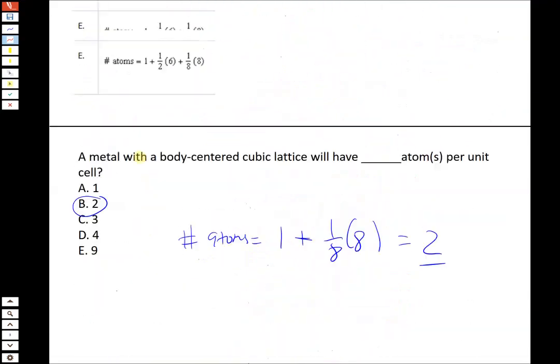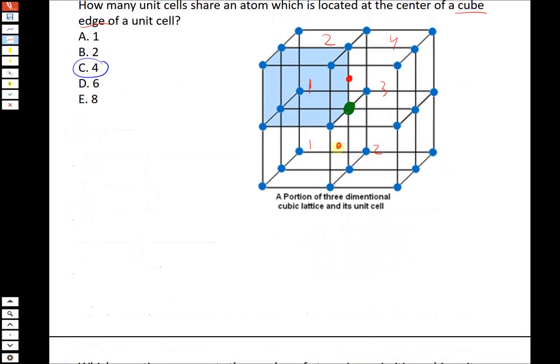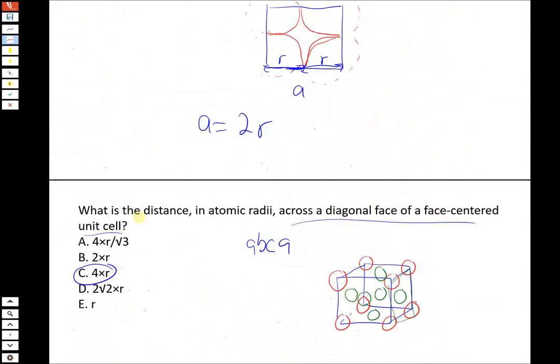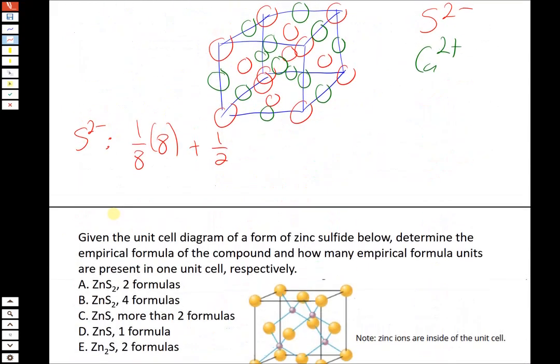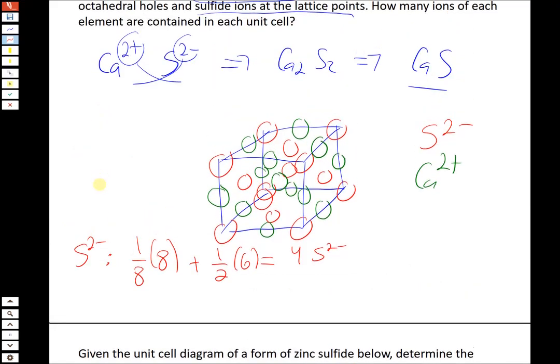Again, back to this picture up here that I did earlier. The faces, which I'm showing in this bottom red dot here, are shared by 2 neighboring cells on either side of the face. And so those are going to count as a half each, and there's 6 faces. So in total, we have 4 S2- anions in the unit cell. Now, because the formula is calcium sulfide, 1-to-1 ratio, we should also have 4 calcium 2+.